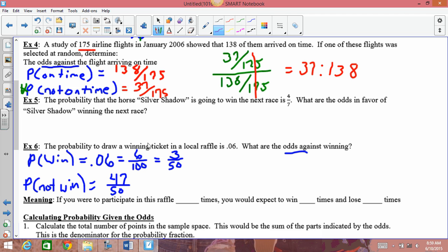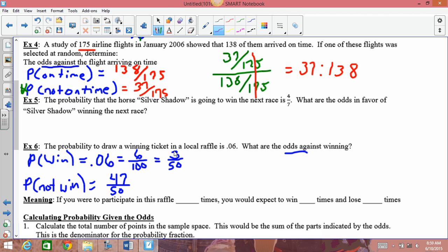Hopefully that makes sense to you. Again, I took that 0.06, changed it to a fraction. You could do it in your calculator. You could do 0.06 and then use your calculator buttons to change it to a fraction. Or like I said, if you said this number out loud, 0.06, it would be read as 6 hundredths. So I said 6 over 100, and then I reduced it to 3 over 50.